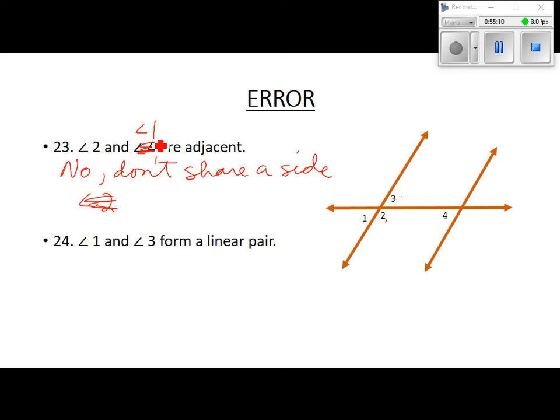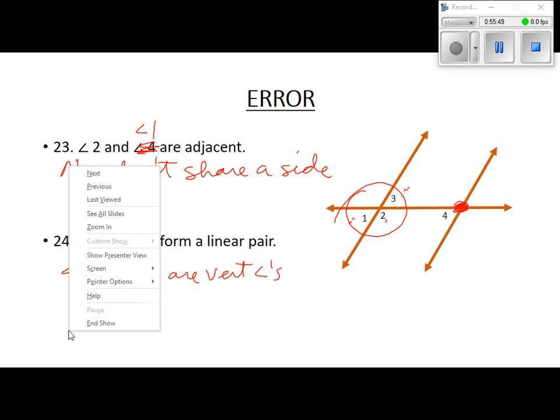Next one, angle 1 and angle 3 form a linear pair. Angle 1 and angle 3, they don't form a linear pair. They're actually vertical angles. So we'd say something like angle 1 and angle 3 are vertical angles to explain it. They're not a linear pair. We wanted to fix it. Instead of angle 1 and angle 3, we get rid of angle 3. And angle 1 and what other angle form a linear pair? Well, angle 2. We could just stick angle 2 in there. Notice angle 4 doesn't form a linear pair with any of these angles because they don't have the same vertex. They don't share a side. They're not right there together. They're not neighbors.